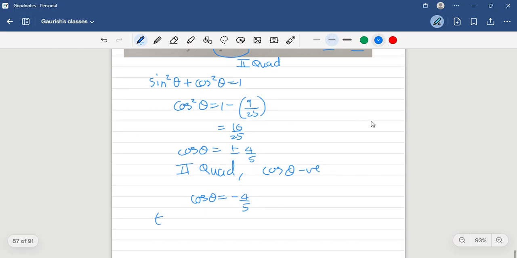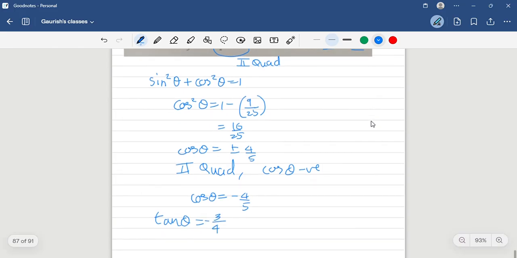Okay, so from this, if I want to find tan theta, it will be sine over cos, which will be 3 over negative 4, so I can just write it as minus 3 by 4. Alright, I hope this makes sense.